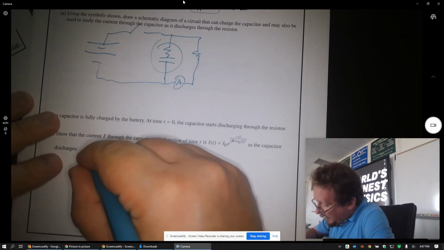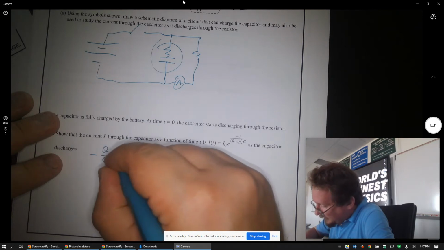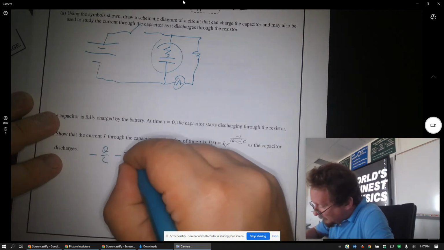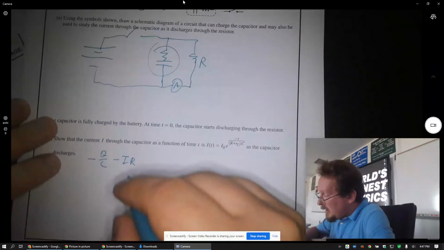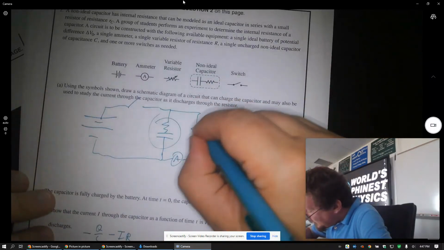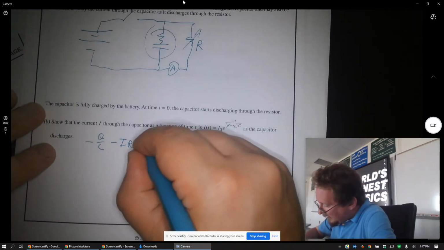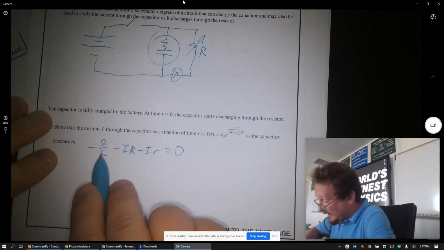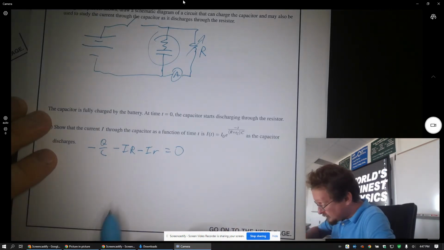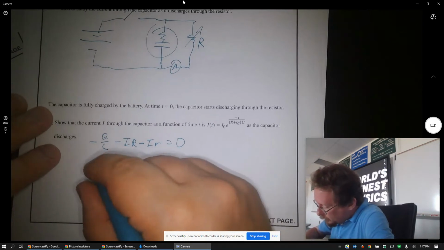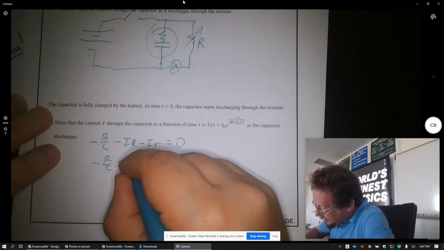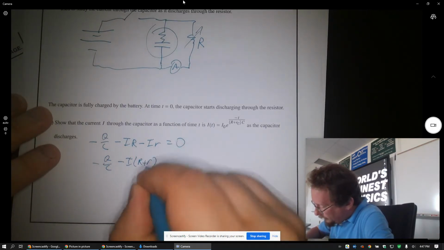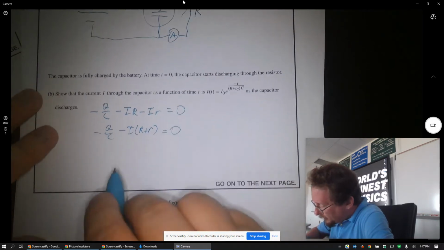I'm going to say negative Q over C minus I, the big R, which is U. Do I have to make these variable? Okay, minus I little r. So I've got three voltage drops, although this one is actually going to act like a driving voltage right there. Okay, so let's group Q over C, I, R plus r. Go figure, they're in series, so you can add them like a normal person.